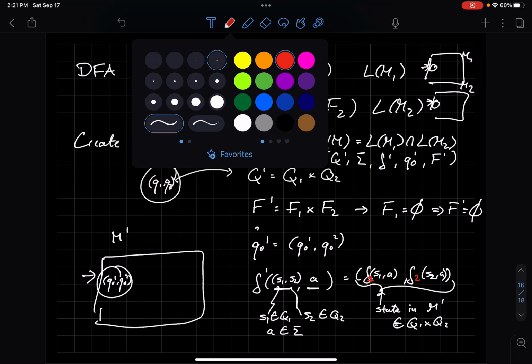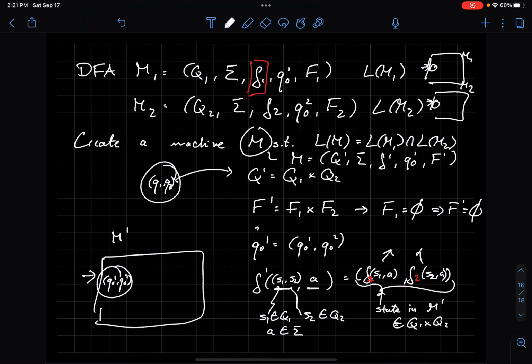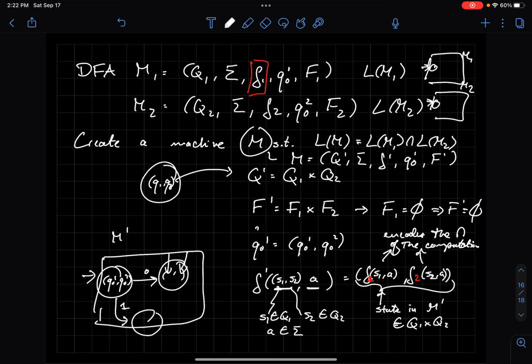So what this is doing, the idea is that this encodes the intersection of the computation of M1 and M2. If I read a 0, then I'm going to be at the place I would be in M1 if I read a 0, and the place I would be in M2 if I were to read a 0. And then the same thing for 1. Okay, and this is how you would construct a machine. I'm going to omit the proof that actually proves correctness.